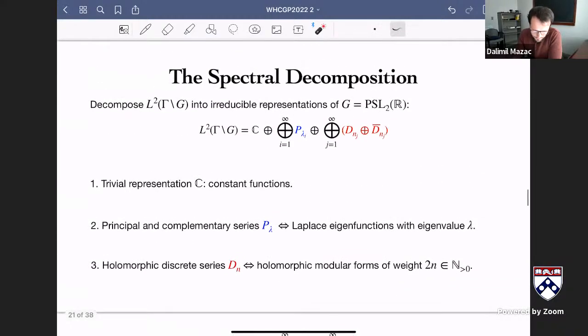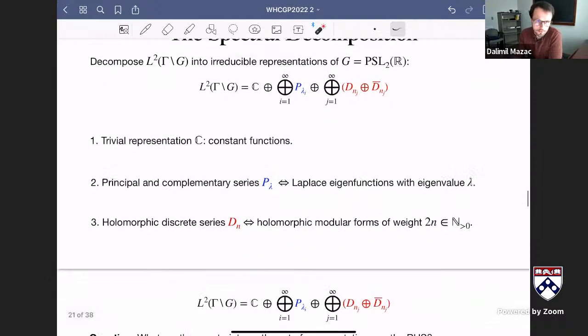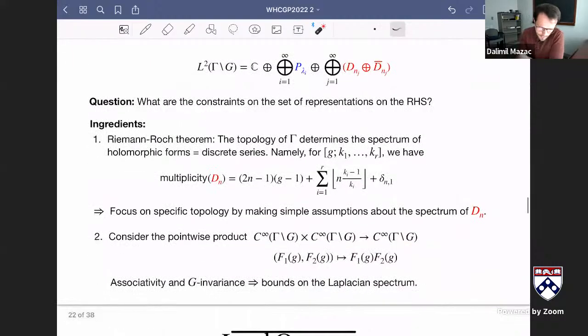So yeah, the task of spectral decomposing this Hilbert space into irreducibles is the same as the task of solving the Laplace equation and finding the spectrum of modular forms. And the question that one would like to ask is, what are the constraints on the set of representations that appear here on the right-hand side?